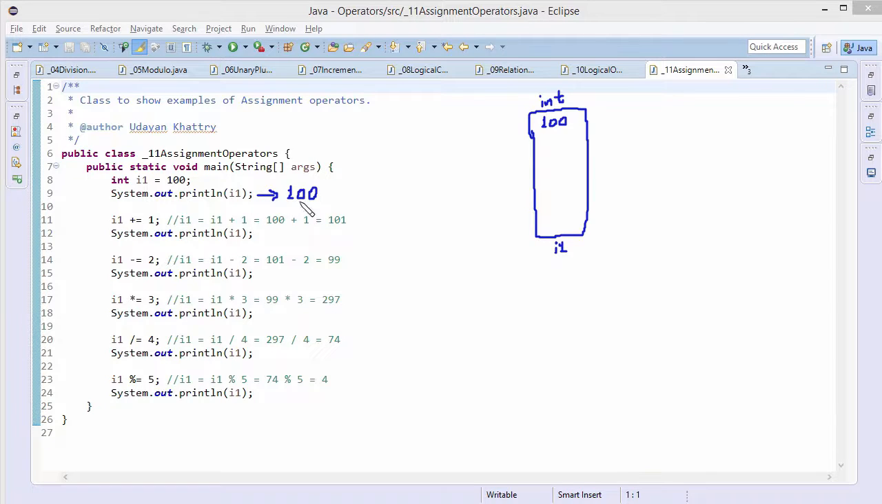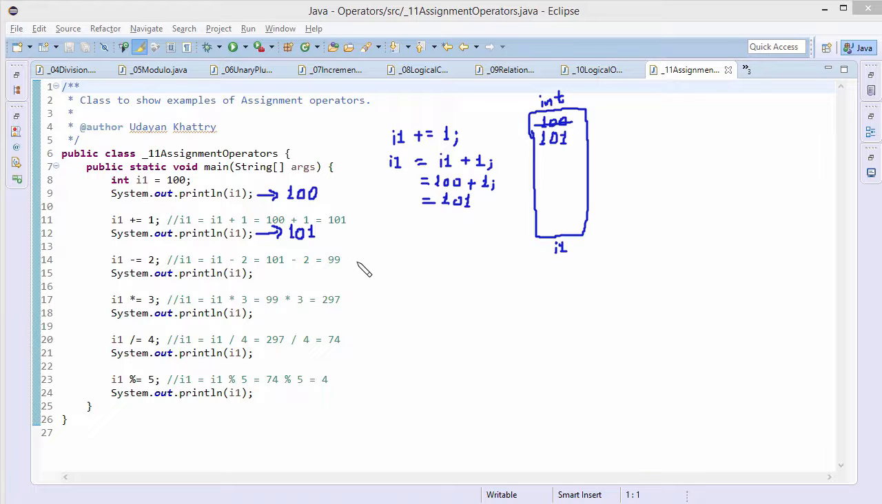Now the first expression is I1 plus equals 1, which means I1 equals I1 plus 1, which is equal to the current value of I1, 100, plus 1, which is 101, and I'm assigning 101 to I1. So change the value in the memory, make it 101. And at this point, when we are printing using System.out.println, this will print 101.